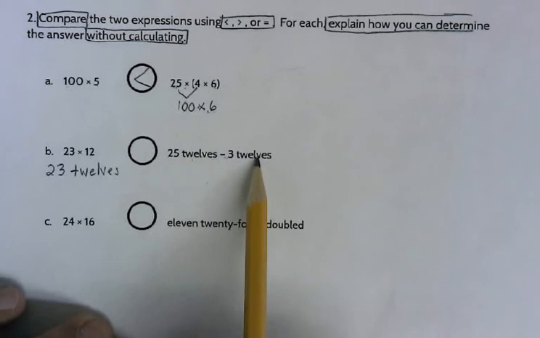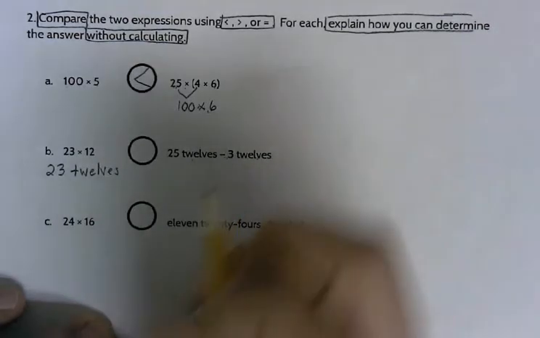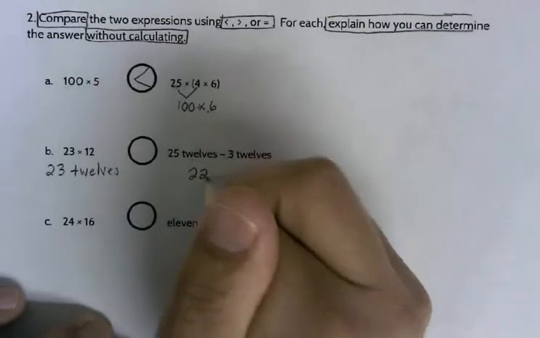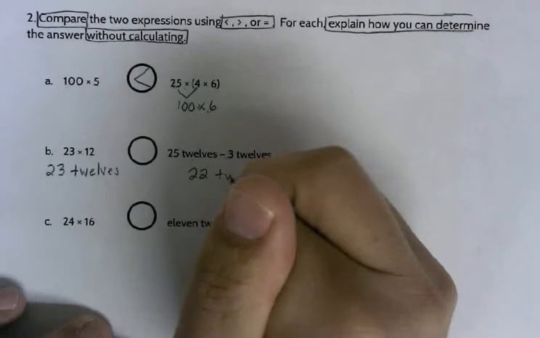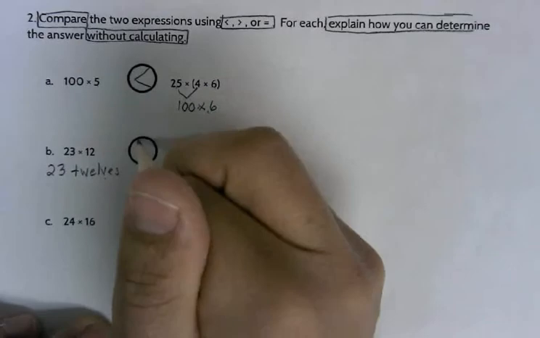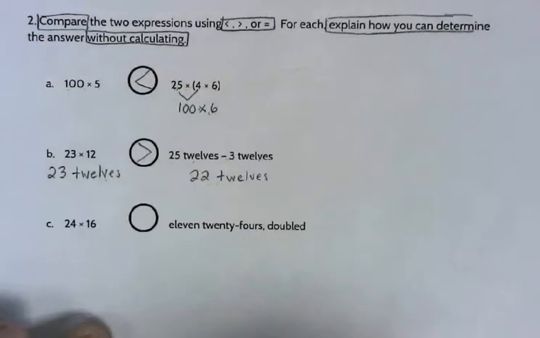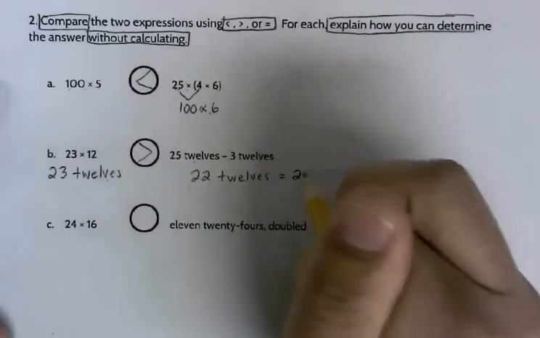Well, how many 12s do we have after we do the difference? 25 minus 3, ooh, that will give you 22. And then that means you have 22 12s left over. And comparing the two, which one would give you a bigger value? Well, 23 12s, or 23 times 12, because this actually equals 22 times 12.